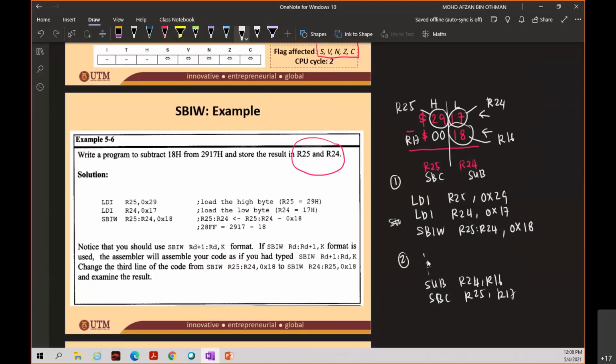The first solution only needs 3 lines of instruction. But by using this solution here, you need 4, 5, 6 lines of instruction, which makes your program longer compared to the first solution.